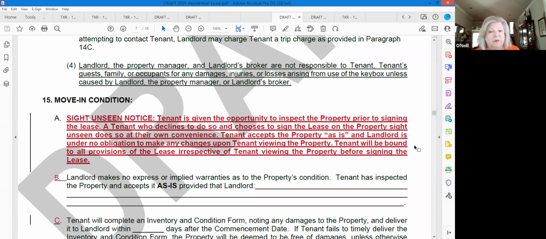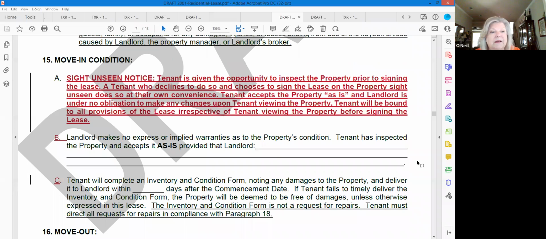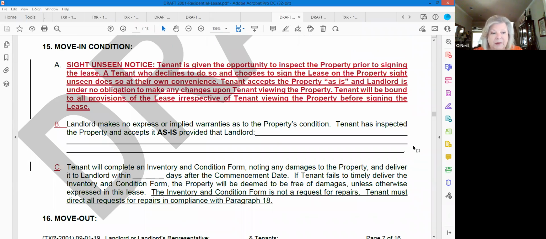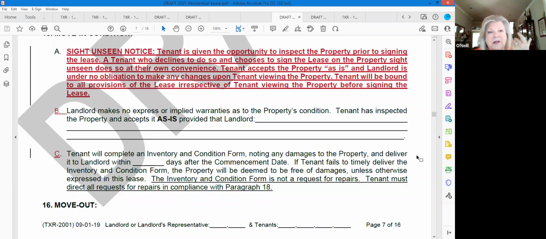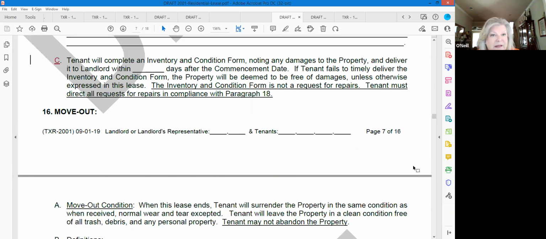The next one kind of parallels what we did on the buyer's walkthrough form, right? And in this paragraph, it says sight unseen notice. Tenant is given the opportunity to inspect the property prior to signing the lease. A tenant who declines to do so and chooses to sign the lease on the property sight unseen does so at their own convenience. Tenant accepts the property as is, and landlord is under no obligation to make any changes upon tenant viewing the property. Tenant will be bound to all provisions of the lease, irrespective of tenant viewing the property before signing the lease. Big thing here. We've had lots of these happen in the last couple of years, and tenants just think that they get to tell the landlord, well, you need to do this, this, and this, when the tenant didn't even inspect the property prior to signing the lease.